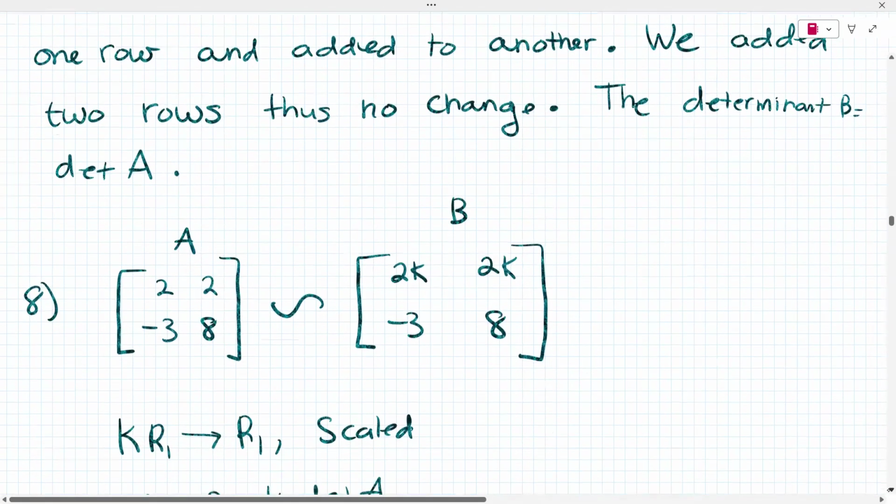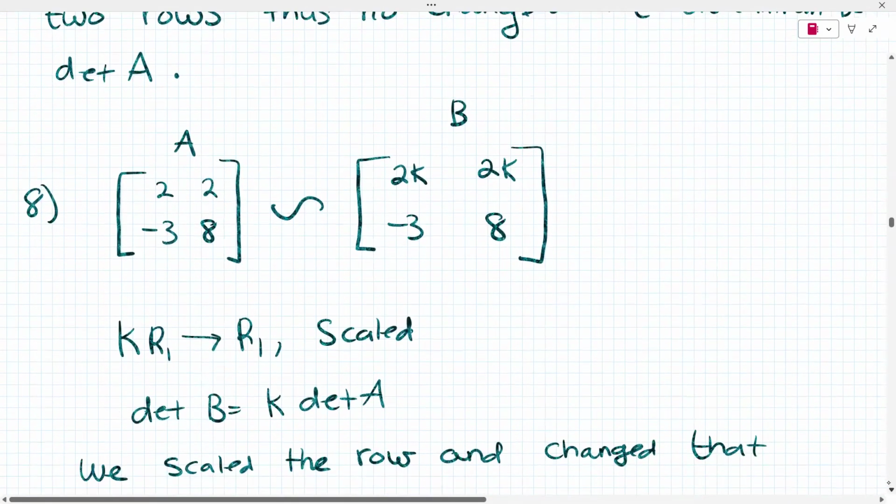Let's look at rule 8. You have this matrix A, 2 by 2, and it's 2, negative 3, 2, 8. And I make this new matrix B, which is also 2 by 2: 2K, negative 3, and 2K plus 8. So what happened? It looks like we multiplied row 1 by a scalar, and that gave us the new row 1. So this changed, right? This scalar went with row 1, and this is row 1.